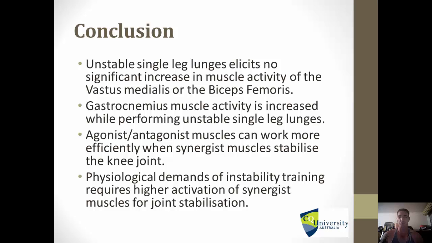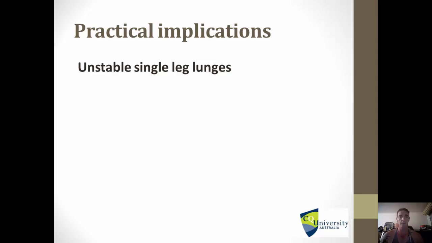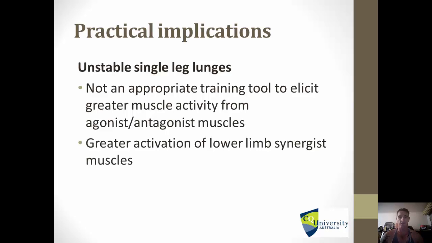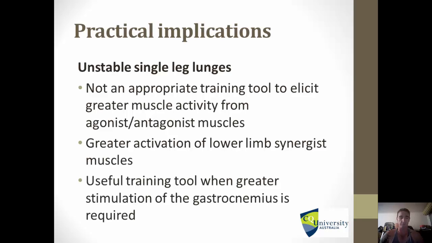Okay, so the physiological demands of instability training require a higher activation of synergist muscles for joint stabilisation. So unstable single leg lunges are not an appropriate training tool to elicit greater muscle activity from agonist-antagonist muscles. They do have a greater activation of lower limb synergist muscles, so it is a useful training tool when greater stimulation of the gastrocnemius is required.